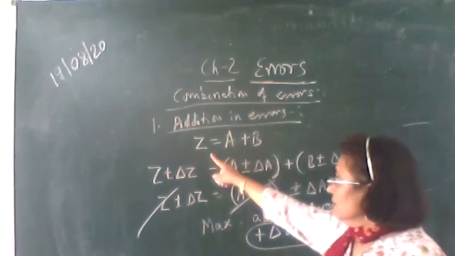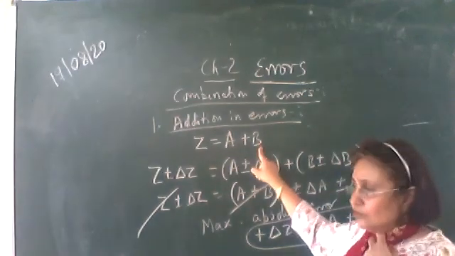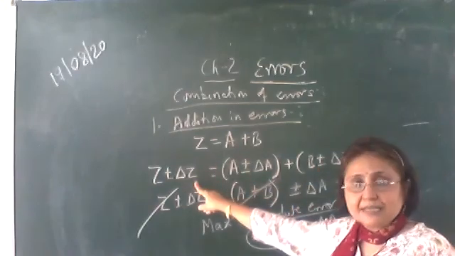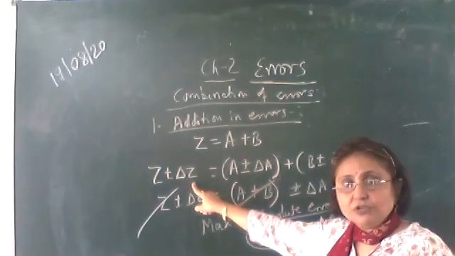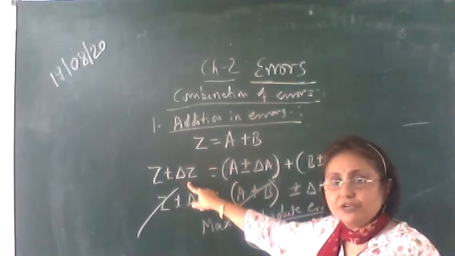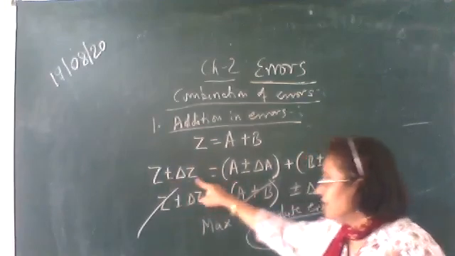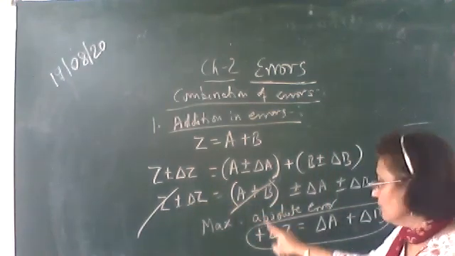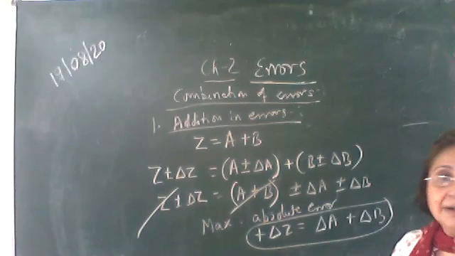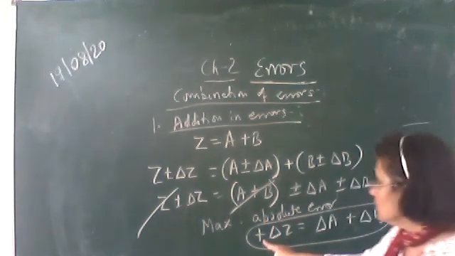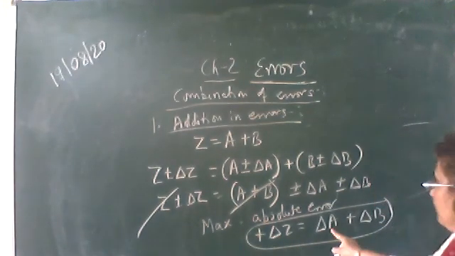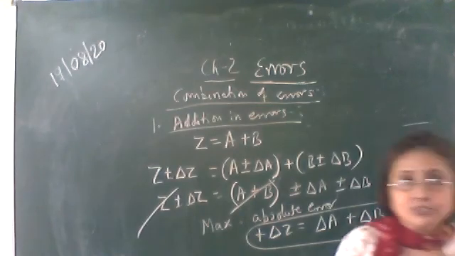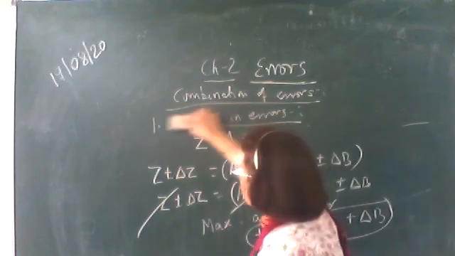So Z is the sum of true values A and B. When the measured values are added, there will be some error in the sum also, which is delta Z, the absolute error in the sum. Z is equal to A plus B, so cancel out from both sides. Now the maximum absolute error we are finding out, you will consider the positive sign, will be equal to plus delta A plus delta B. Let's do the subtraction also. Then multiplication and division, we'll do tomorrow.